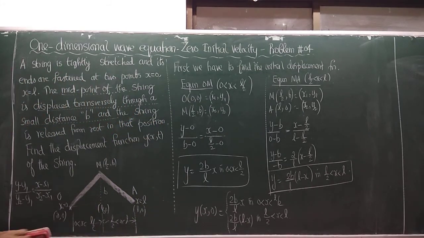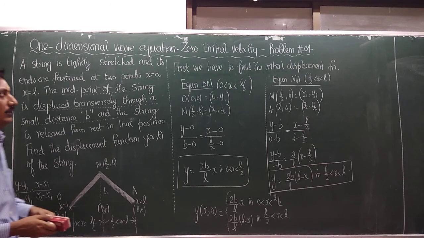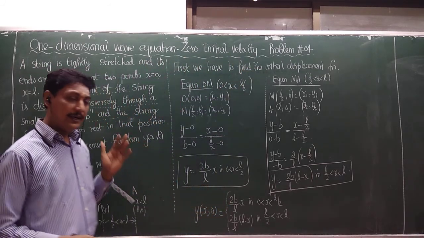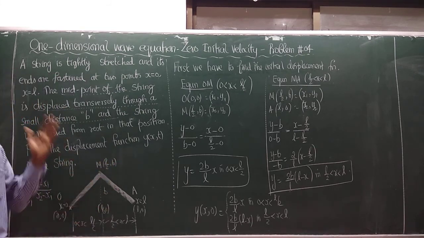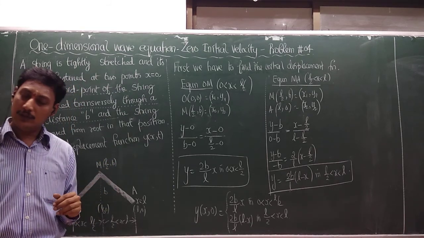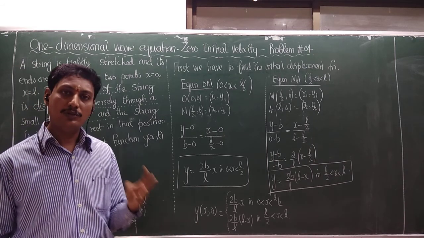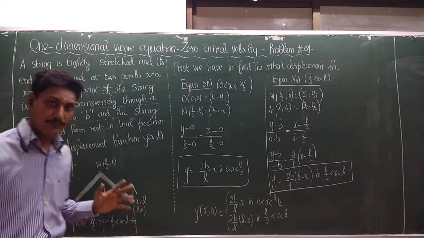Now once we have the initial displacement function, the velocity is 0. Already we have made separate videos to determine the zero initial velocity type. Please just go and watch problems 1, 2 and 3, the similar cases.